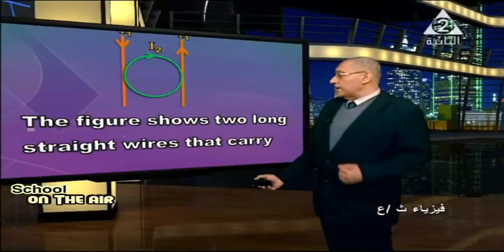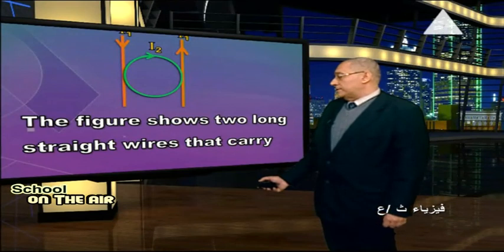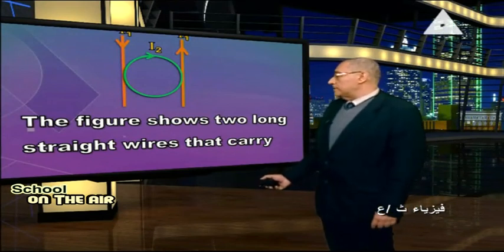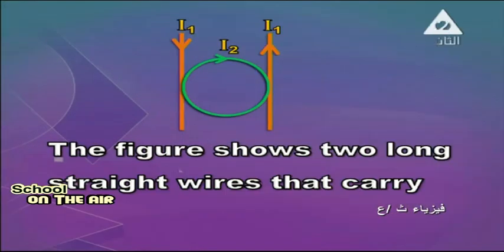Now we've got another type of question, a problem. In front of you we've got two straight wires carrying current I1, and the second wire also carries the same current intensity. So the two wires carry the same current intensity. And a single loop, which means just one turn, carries a current I2 in a clockwise direction.